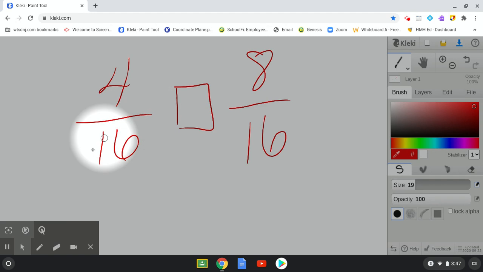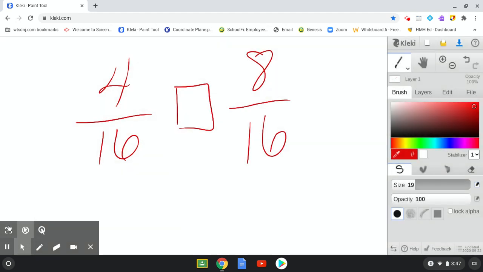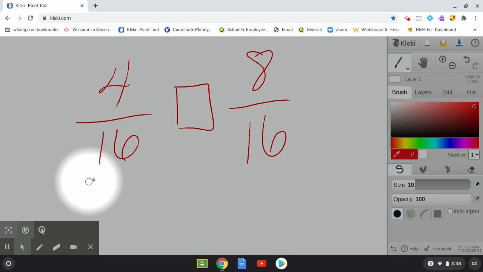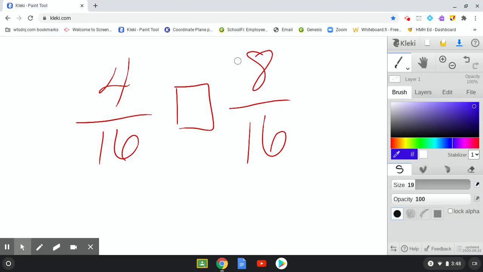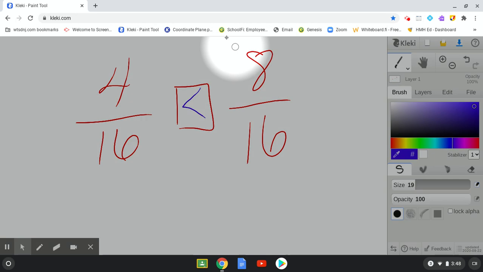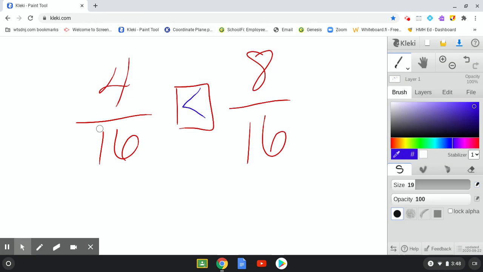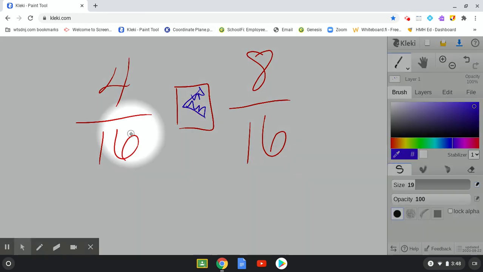So looking at these two fractions, I have 4/16 and I'm comparing it to 8/16. So right away, I notice that my denominators are the same. This is an easy one. Just look at your numerators and compare. 4 is what compared to 8? Well, 4 is less than 8, so then that means 4/16 is going to be less than 8/16. Remember, the alligator wants to eat the larger value, right? You learned that in elementary school.